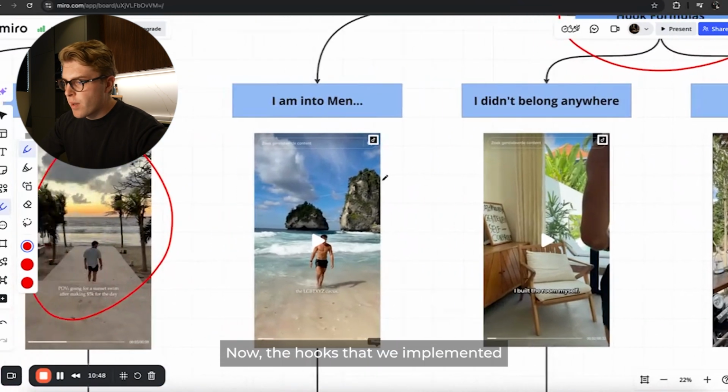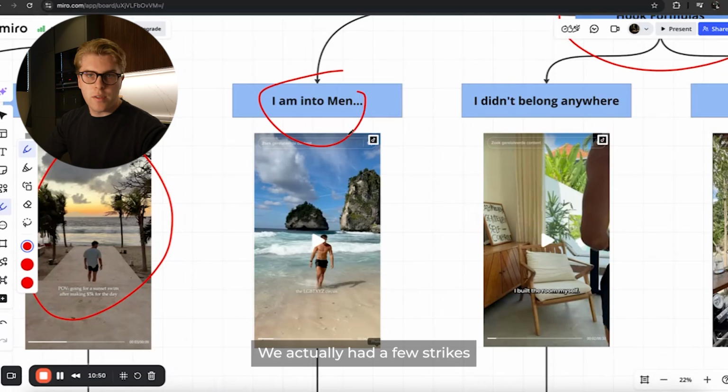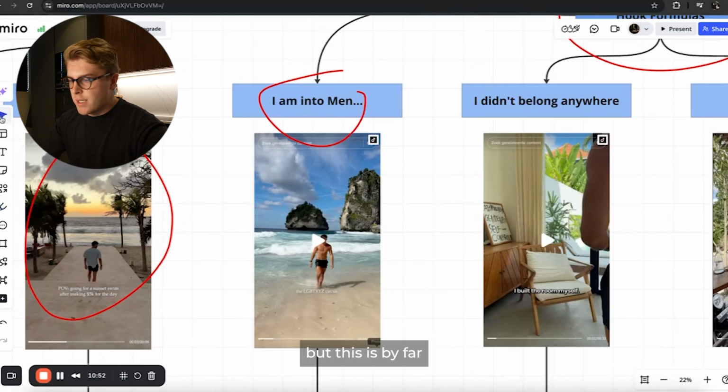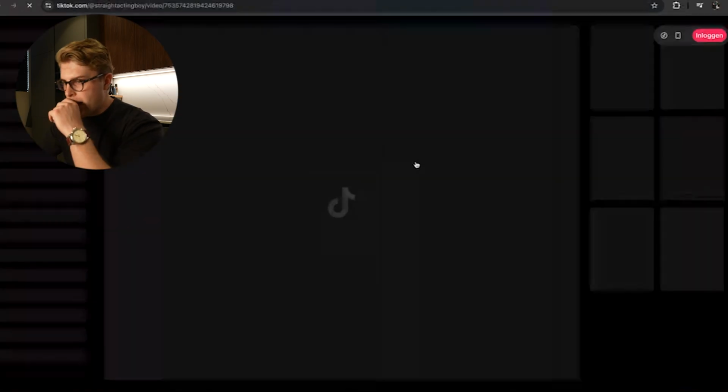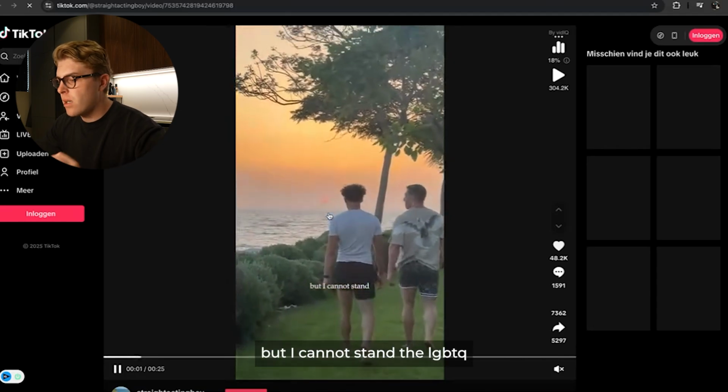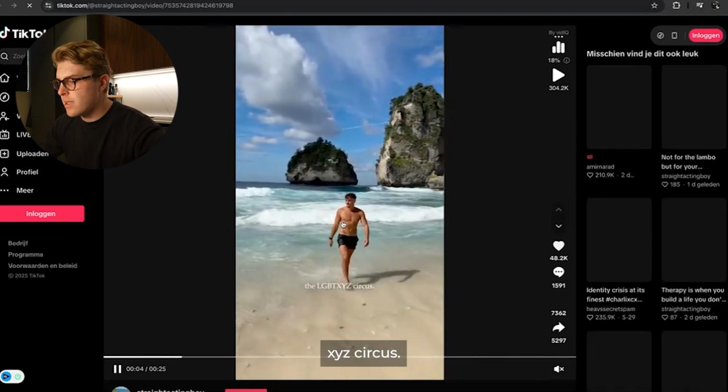Now, the hooks that we implemented are pretty insane. We actually had a few strikes on the account as well, but this is by far the best hook that we have used. I am into men, but I cannot stand the LGBTQ XYZ circus.